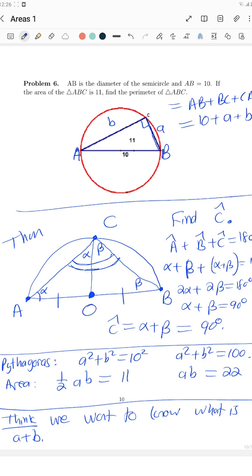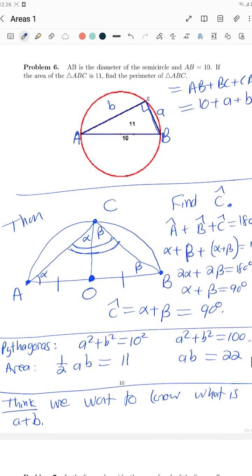Well, using the theorem of Pythagoras, we now know that a squared plus b squared is 100, and we know that ab is equal to 22. Is this useful? It's got to be useful, because with an Olympiad problem, you always get enough data to help you to solve the problem. Now, for fun, let's calculate (a plus b) squared. Just like the theorem of Pythagoras, we know that (a plus b) squared is equal to a squared plus twice ab plus b squared.